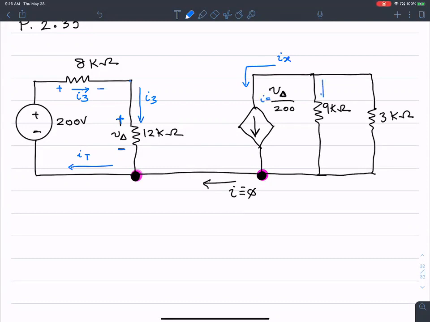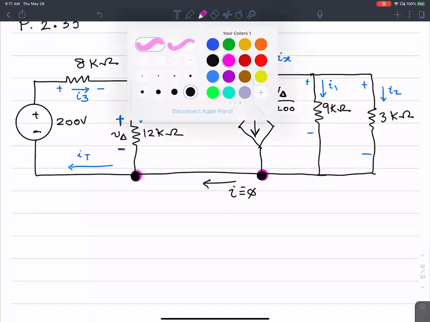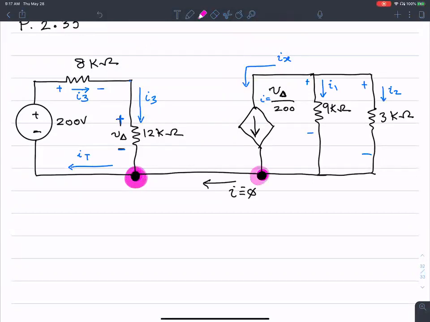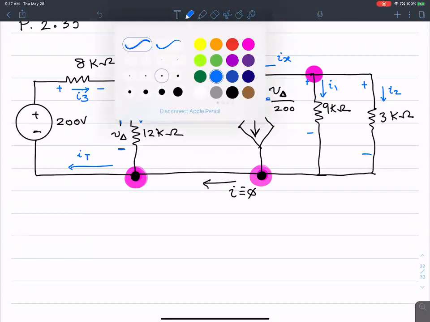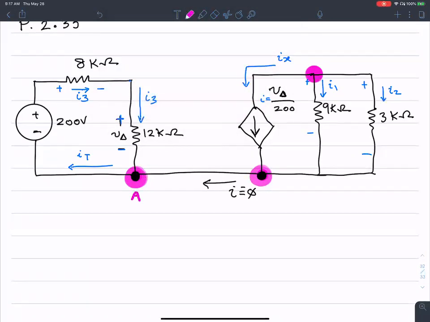This guy has a positive sign over here and a negative sign over here. That's going to be I1. And this guy is I2, plus and minus. So let's set up some nodes here. Let me call that node A. Let me call this node B. And then maybe there's a node here, node C. So it's node A, node B, and node C.